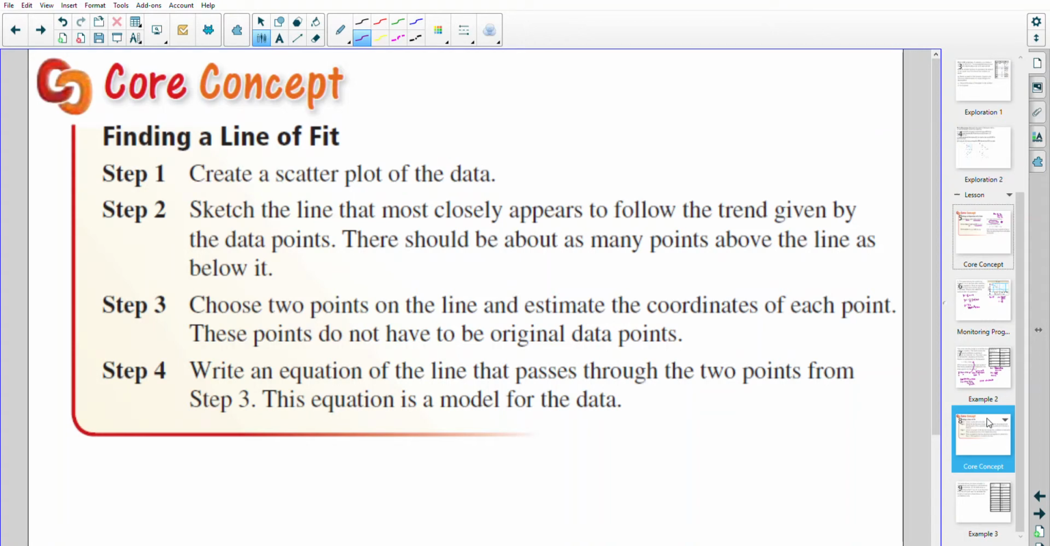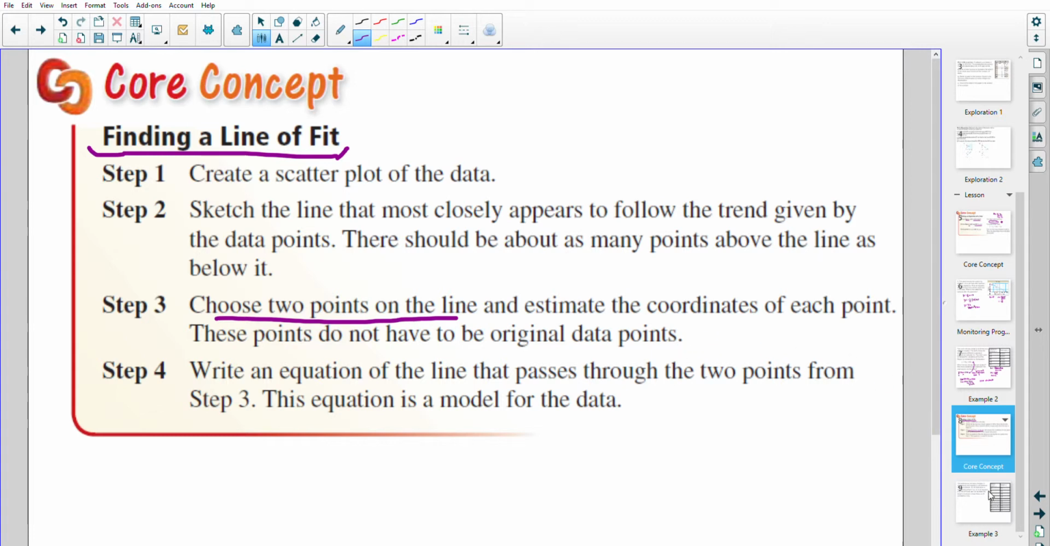You have a list of points and you're supposed to find a line of best fit. You can do it a couple ways. One is to use a graphing calculator, but we're not at that point yet. The second way is to plot the points and then look and see what the trend line is, and then choose 2 points on the line and estimate the coordinates of each. Then you would write the equation of the line that passes through the 2 points.